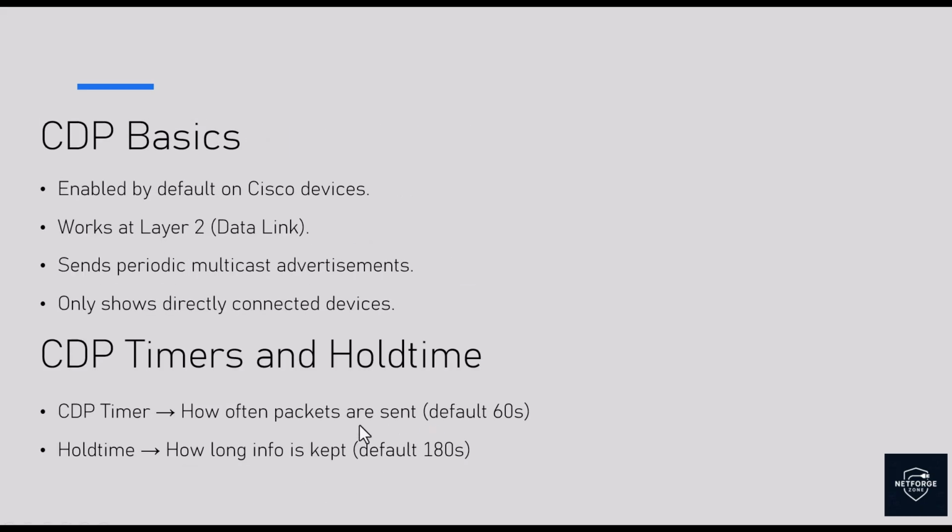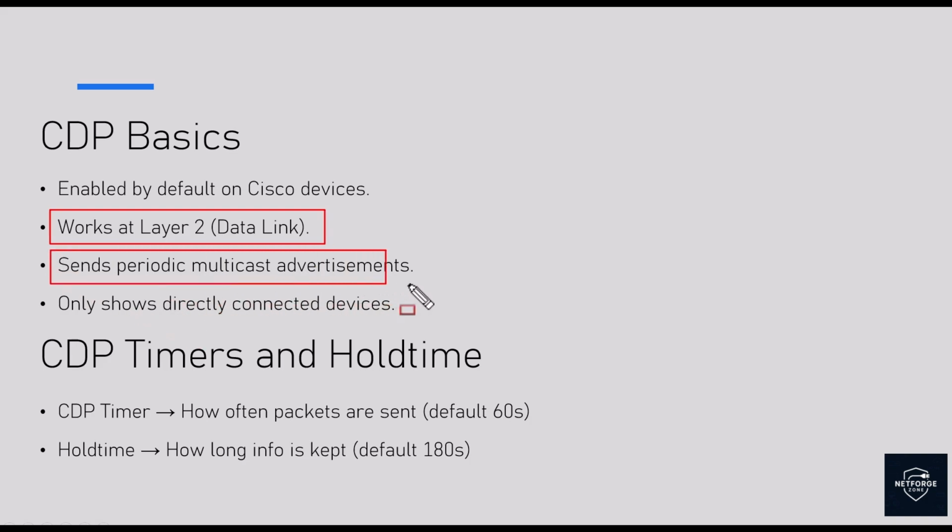So we checked it. And the most important information that we need to know is this. This works in layer 2, the data link layer. And we send periodic multicast advertisements. So the hello messages are multicast to the other side. And we only see directly connected devices. We cannot have any information about remote devices using CDP.